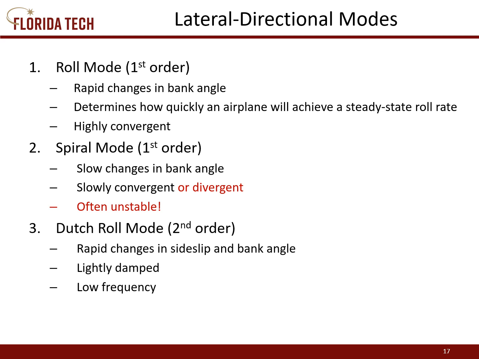In our top level analysis of these modes, we'll see that the roll mode is a first order mode. It's going to result in rapid changes in bank angle, and it's really going to give us an idea of how quickly an airplane can achieve a steady state roll rate, but it's stable, always highly convergent. The second first order mode, the spiral mode, results in slow changes in bank angle and can be either slowly convergent or actually unstable and divergent. And it's often unstable in many aircraft. The third mode, the Dutch roll mode, the second order one, results in rapid changes in sideslip and bank angle, and is typically lightly damped and low frequency.